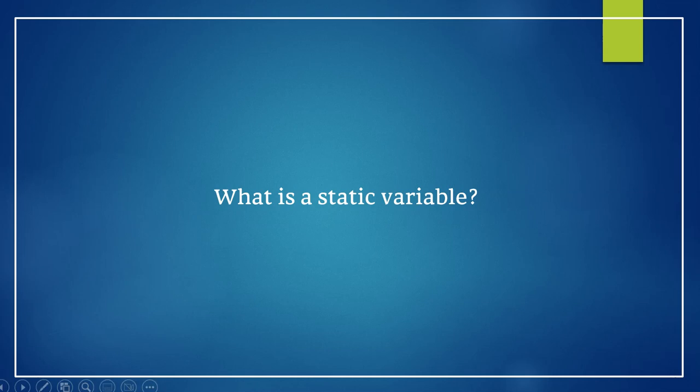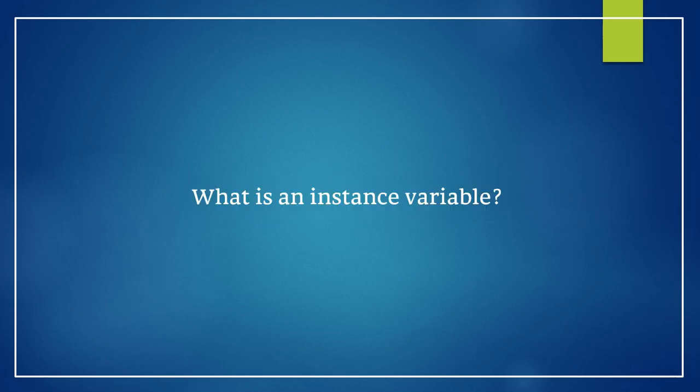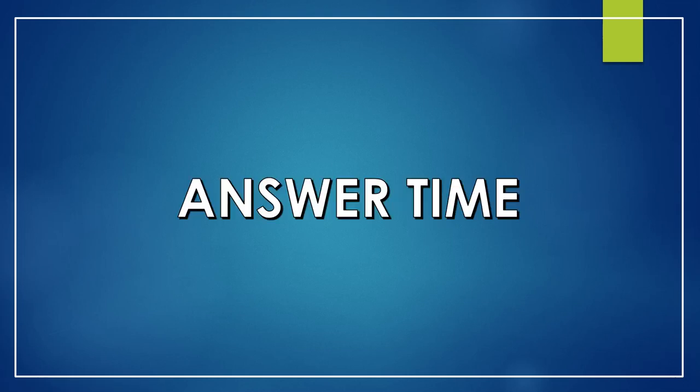What is a static variable? Static variable in Java is completely different from static variable in C. In Java, when you declare a variable as static or a method as static, it is tied to the class and not to the object. So when you create an object of this class, still all the objects point to the same variable which is tied to the class. What is an instance variable? In Java, when a variable is declared in a class and it is not static, it is called an instance variable. An instance variable belongs to an object.